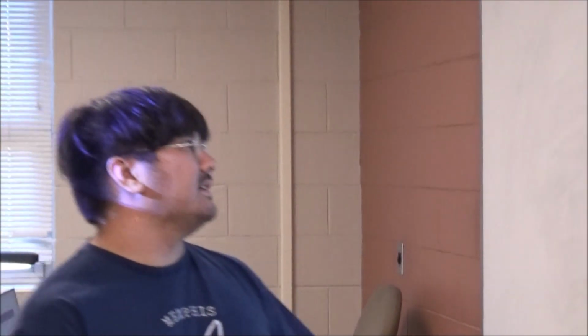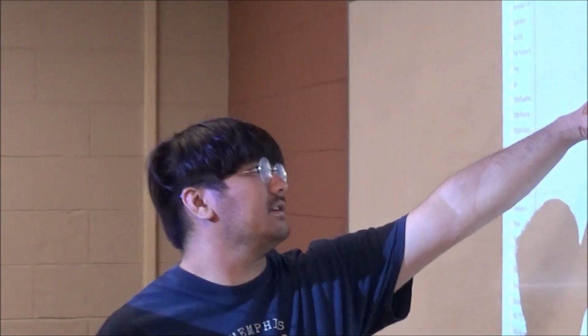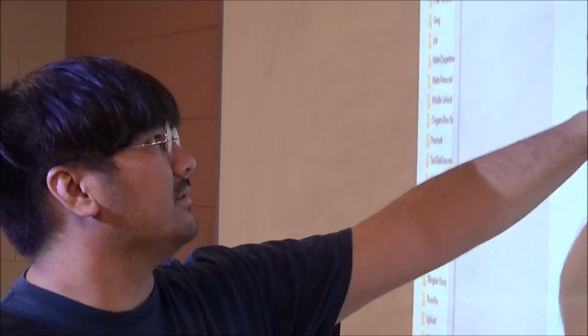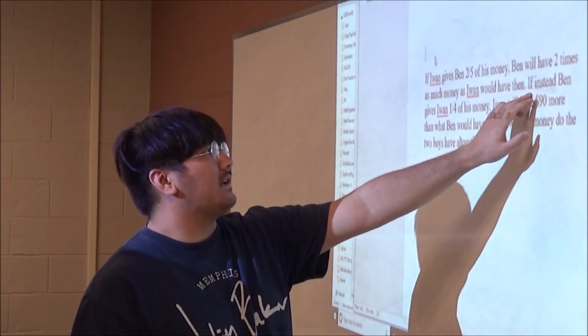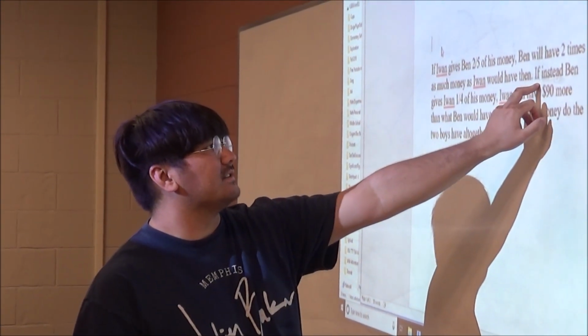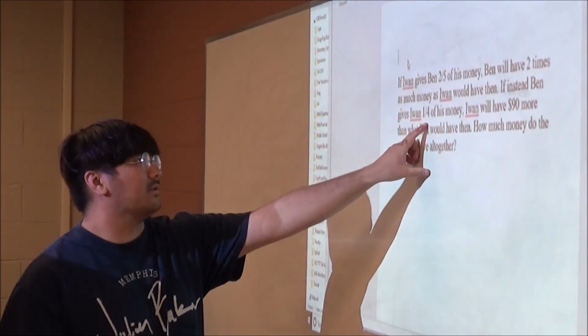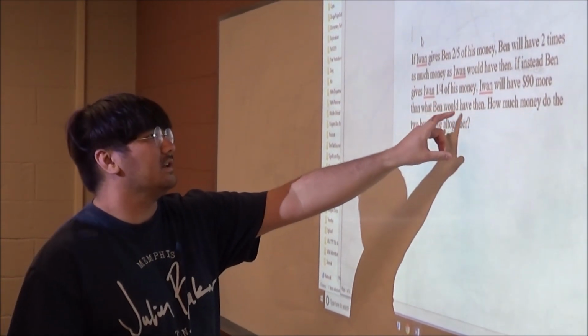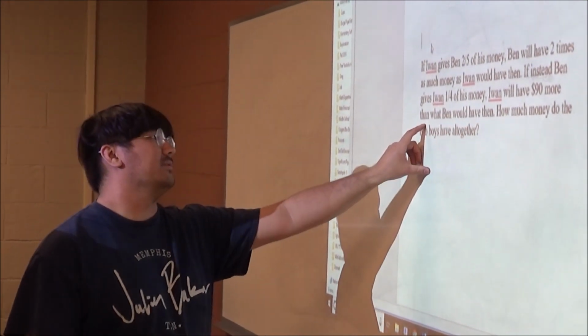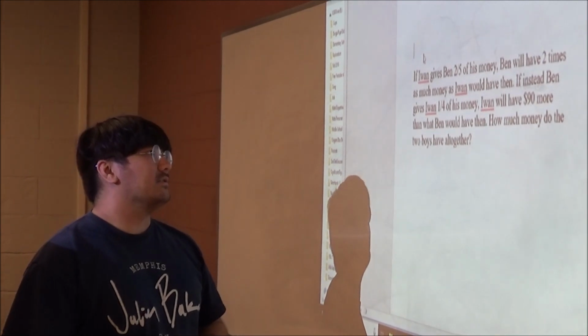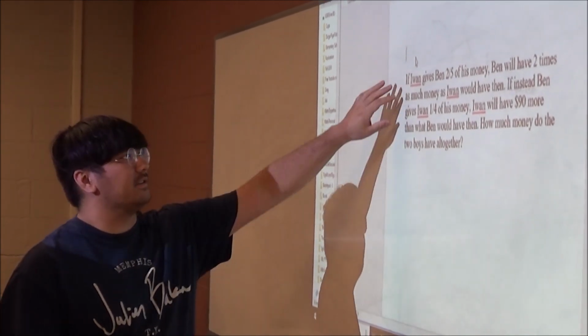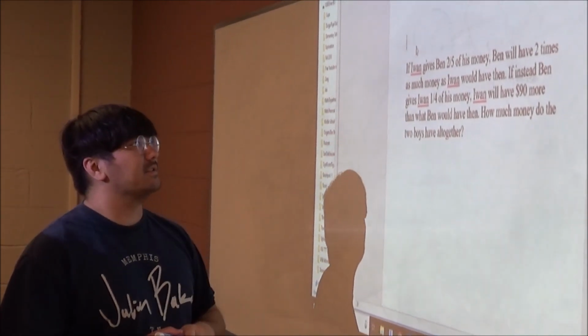So with this problem, it says that if Ewan gives Ben 2/5 of his money, Ben will have 2 times as much money as Ewan would have then. And the second scenario they give us is if instead Ben gives Ewan 1/4 of his money, Ewan will have $90 more than what Ben would have then. So to start, I'm just going to work on the first scenario and the second scenario separately.